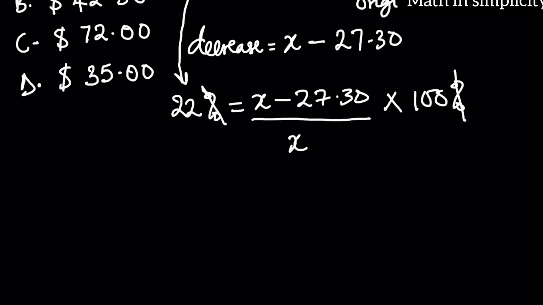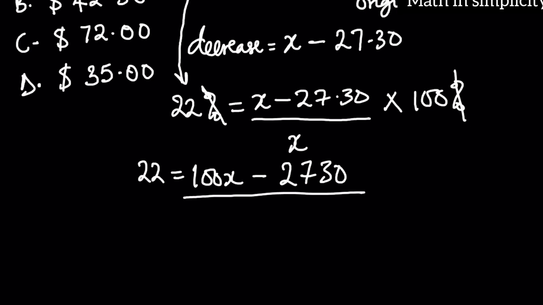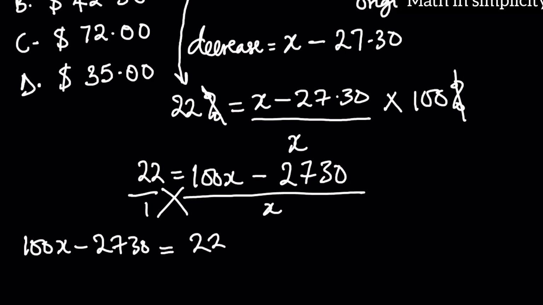And then this will now be 22 is equal to, let's just multiply the numerator. 100 times x is 100x, minus 100 times 27.30, we just move the decimal two places, so it becomes 2730, divided by x. We can just cross multiply, so this is something over 1. We have 100x minus 2730 equal to 22x. So let's move x to one side and the other number to the other side. So we have 100x, positive 22x crossing becomes negative 22x, equal to negative 2730 crossing becomes positive.